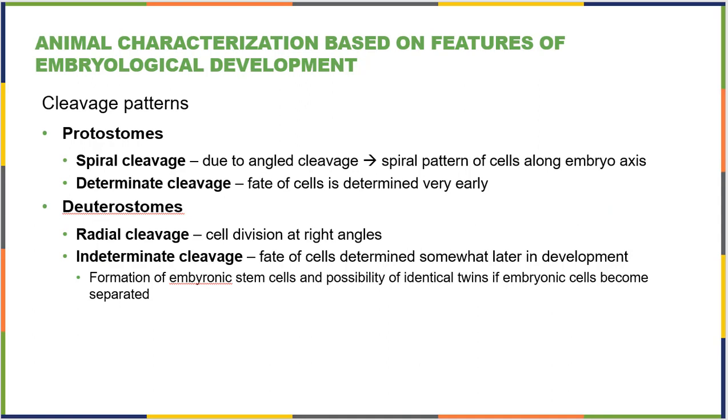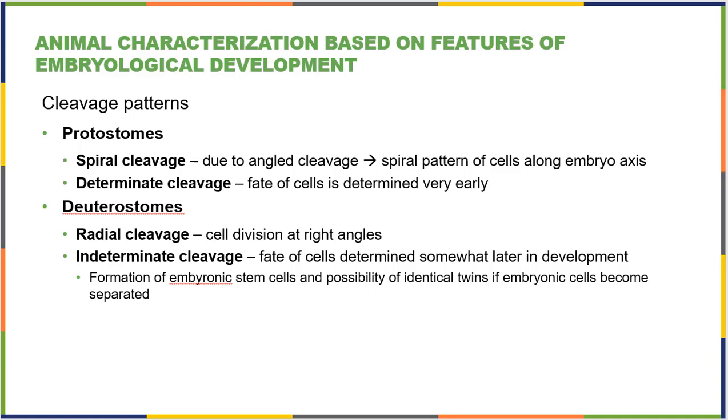You can look at cleavage patterns too, excuse me. For protostomes, those organisms where the very first opening, the blastopore, becomes a mouth, they can have spiral cleavage, so their cells are splitting from one another in a spiral pattern along the axis in the embryo, if you drew a straight line through the embryo, or they can have determinate cleavage. That means that every cell in that organism knows exactly what it's going to be very, very early, when that spiral cleavage has a little bit more flexibility.